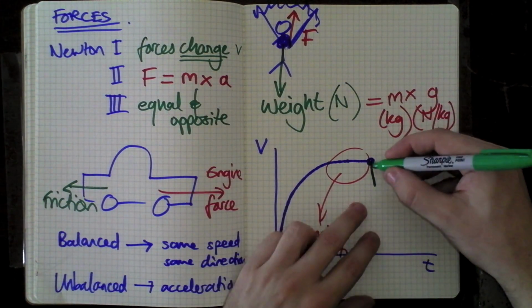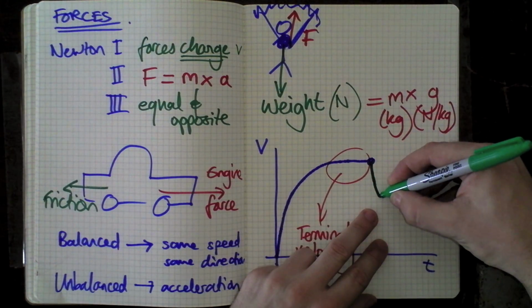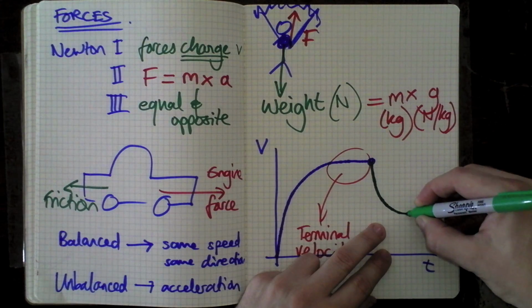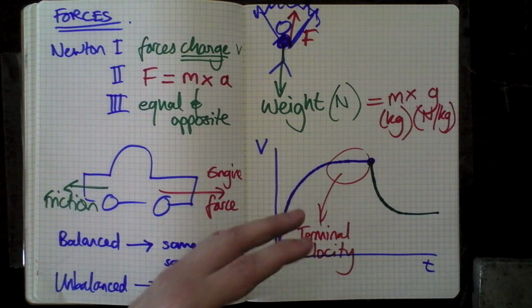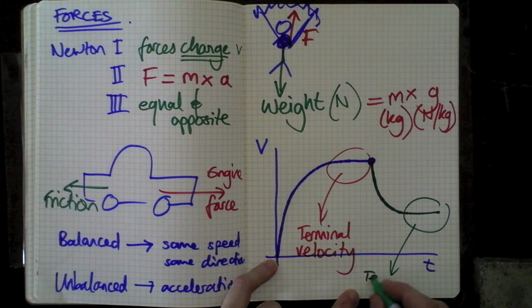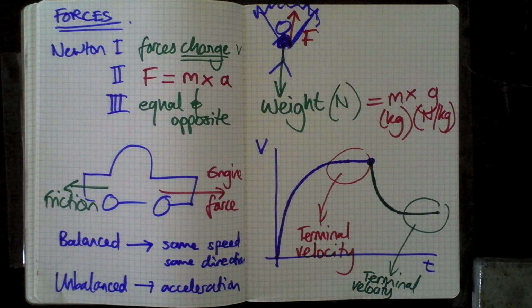But as he slows down, the frictional force gets less and less. So the acceleration gets less and less until, once more, the friction and the weight are balanced and he's reached another terminal velocity. Now, hopefully, if he's wearing a well-designed parachute and he's pulled it in time, he reaches that terminal velocity slow enough to survive before he hits the ground.